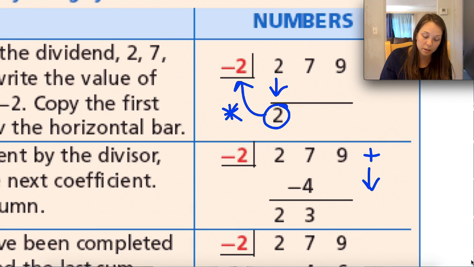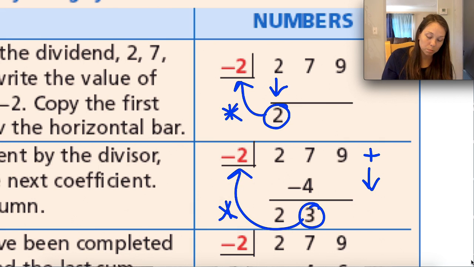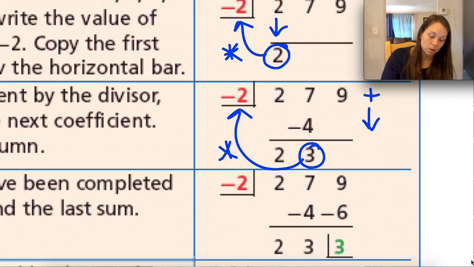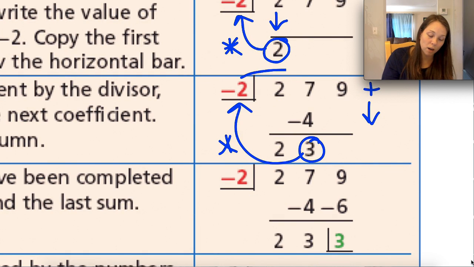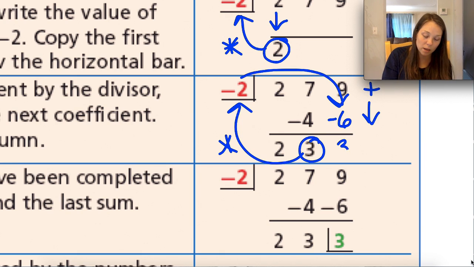So 7 minus 4 is 3. Then you're going to take this next number, multiply, take that product and write it in above the line next to the last value here. So 3 times negative 2 is negative 6. Add straight down and we get 3. And your last number should always end up in a box because that's representing your remainder.